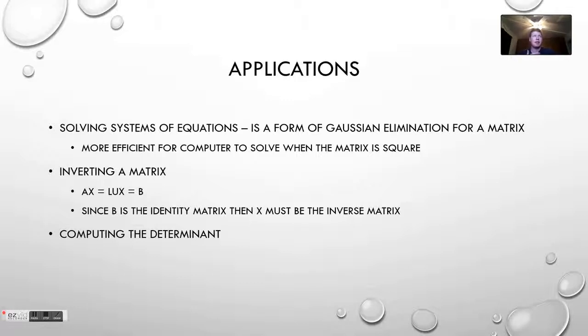A of x equal to LU of x equal to b basically states that A is equal to L of U. B, being the identity matrix, means that some matrix X exists such that it is an inverse matrix that when multiplied by A will produce B. And lastly, we can use it to compute the determinant.